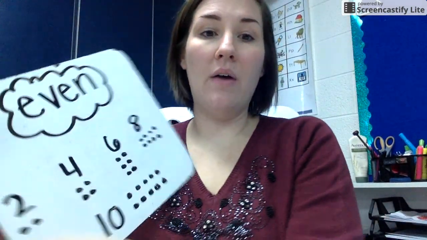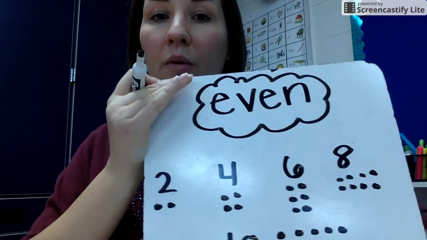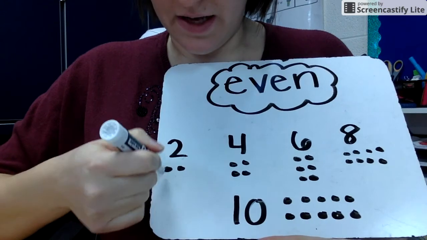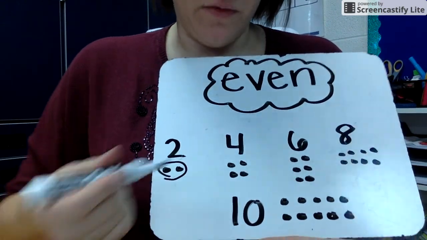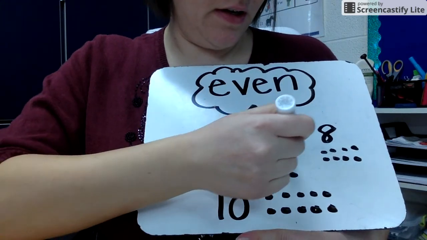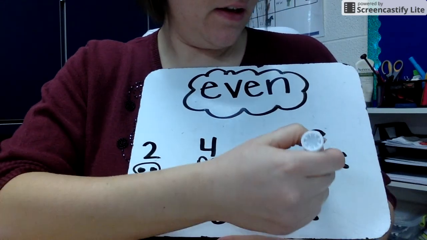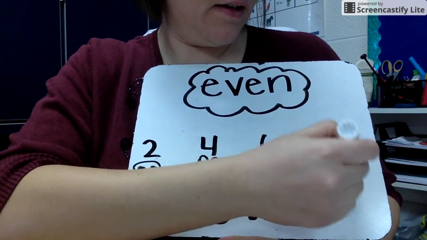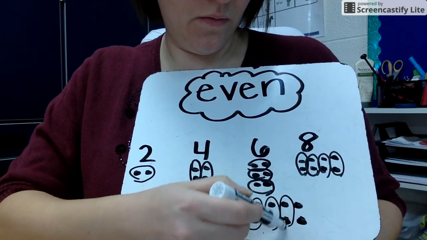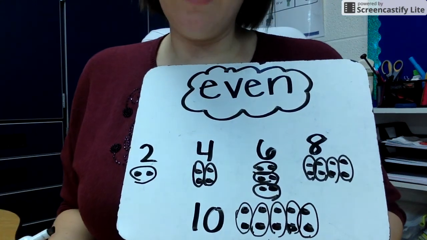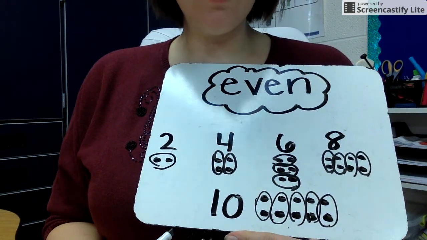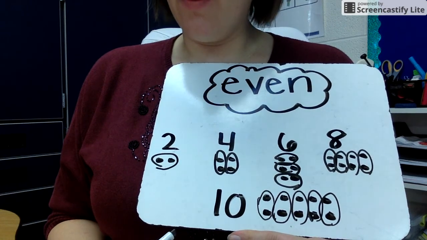Even numbers then mean that if I were to draw a picture like this, then I would be able to make them have partners with no one left over. So 2, I can make a group of 2 and have no one left over. 4, I can make 2 groups. Same with 6 and 8 and 10. So all of these numbers are examples of even numbers because they can be made into groups of 2 or partners with none left over.